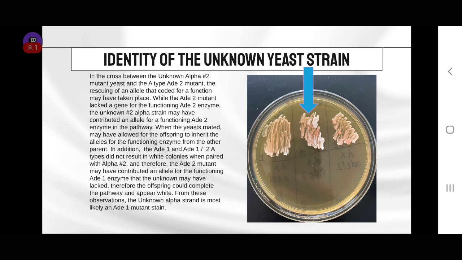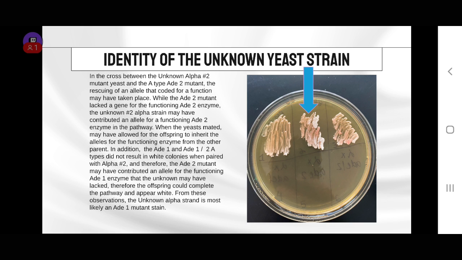Since we have all the functioning enzymes from where the unknown alpha may have been an ADE1 mutant, since we cross an ADE1 A-type with our unknown, the colonies were red, which may mean that rescuing of the gene for the ADE1 functioning enzyme did not occur in those crosses. It might be possible that the unknown alpha type yeast was an ADE1 mutant. An ADE1 mutant would only have a recessive phenotype for that particular gene.